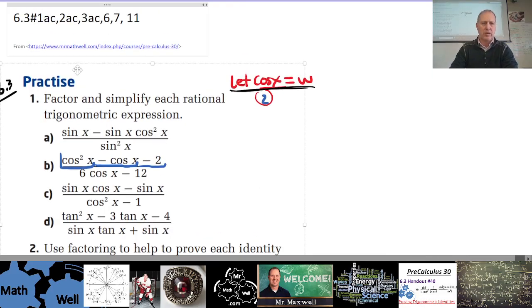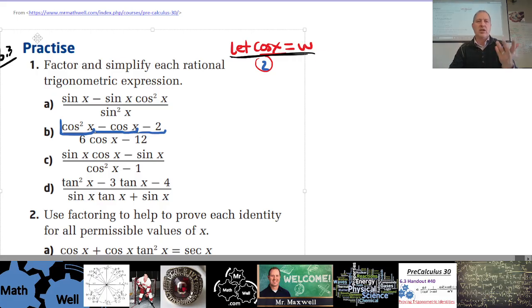D is not technically part of your assignment, but I would like you to do C and D while we're working on that, okay?